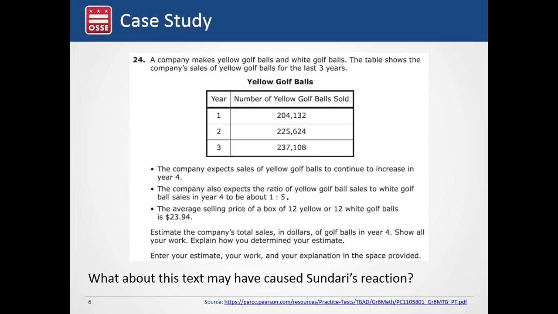Here are some other considerations. We know that this problem is about yellow golf balls and white golf balls and companies selling yellow golf balls. Mentioned in there that Sundari qualifies for free and reduced lunch. So we know that about her economic status here in the United States. We don't know what her family situation was in India. She may have been upper class, she may have been lower class, we're just not sure.